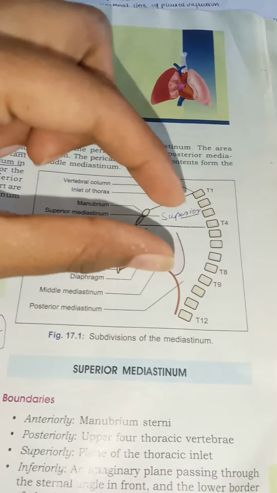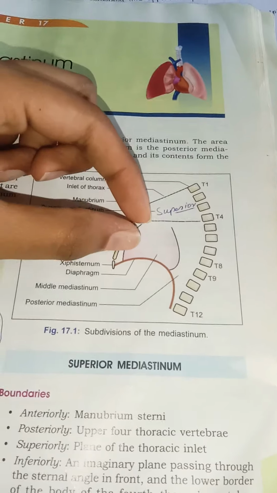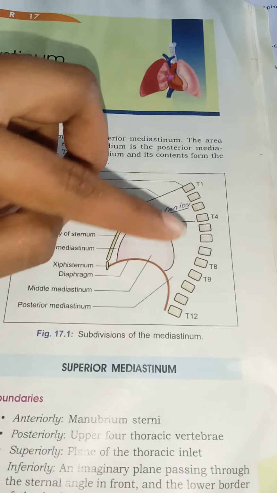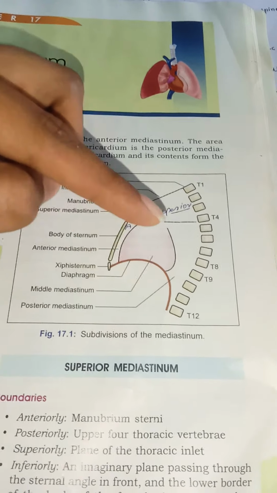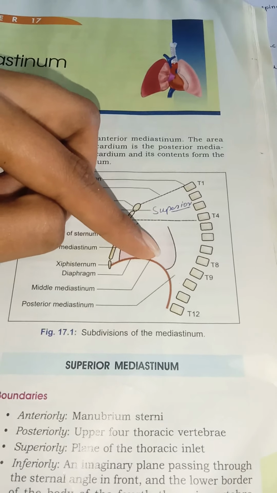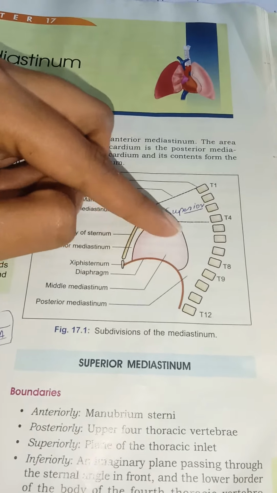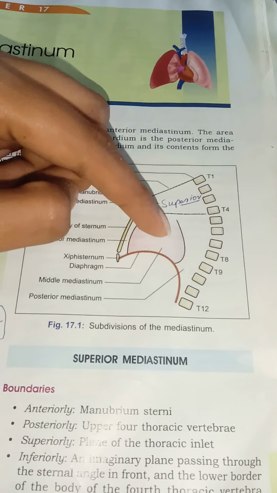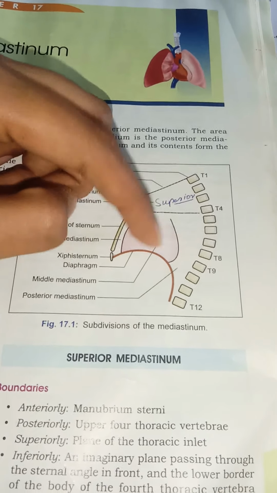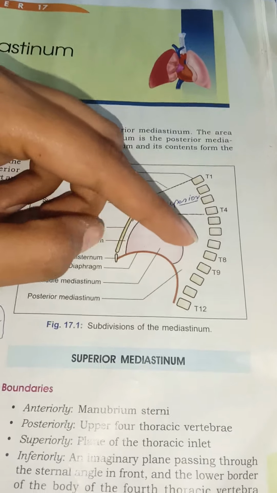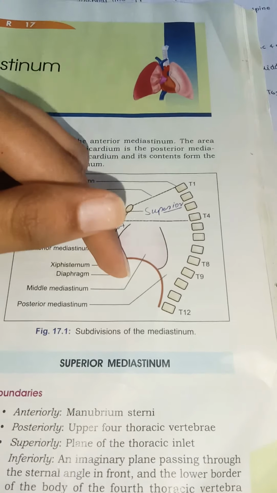Now we will see how the mediastinum is divided. The mediastinum is divided into superior mediastinum and inferior mediastinum, and the inferior mediastinum is in turn subdivided into anterior mediastinum, that is before the pericardium, middle mediastinum where the pericardium and heart lie, and the posterior mediastinum, which is behind the pericardium. So these are the three subdivisions of the inferior mediastinum.